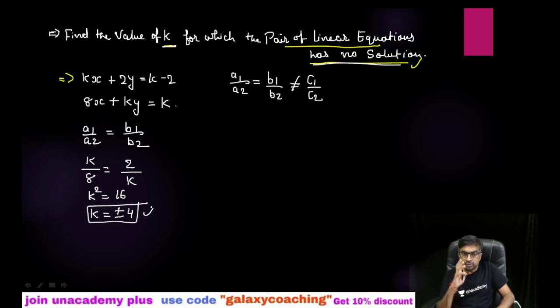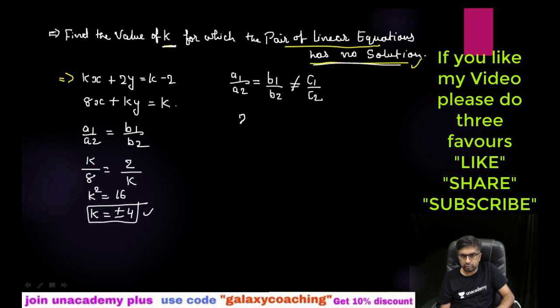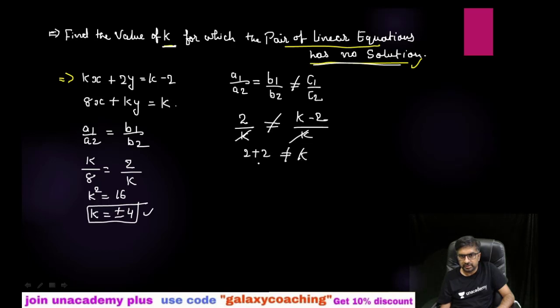But here you are getting two values of k, plus or minus. So to confirm it, you have to use this not equal to also guys. How? Let me show you. b1 upon b2 is not equal to c1 upon c2, so b1 is 2k and it is not equals to k minus 2 by k. So this k you can directly get cancelled and take it here. So 2 plus 2 should not be equals to k. So k should not be equals to 4. So positive 4 is not possible.